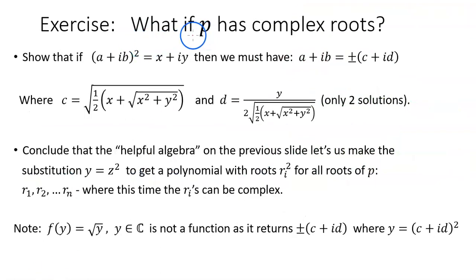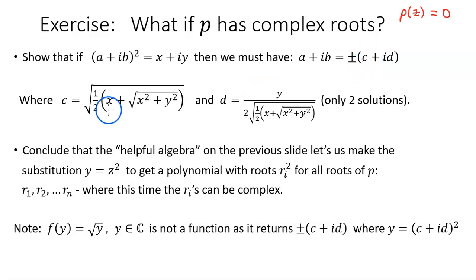So what if our polynomial p has complex roots? So p of z equals 0 has complex roots. What do we do then? Well, the first exercise here is to show that if a plus ib squared equals x plus iy, then there's only two possibilities for a plus ib. So there's a fixed complex number c plus id, and a plus ib is the positive or the negative of that, and no other possibilities. So I'll leave that for you to work through.